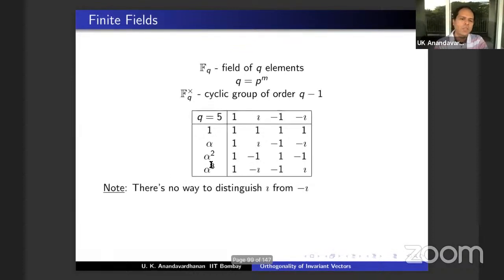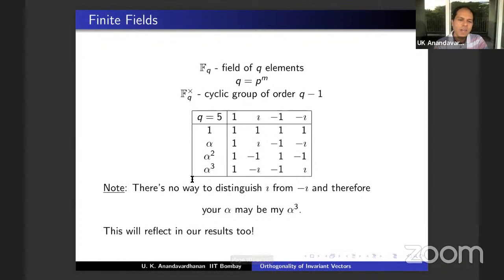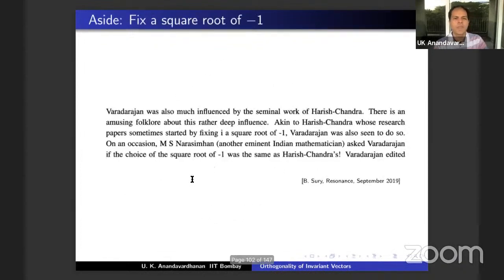Now, the thing to notice is that there is no way to distinguish i from minus i. i is just a symbol for square root of minus 1. Your i could be my minus i. There's absolutely no way to distinguish. You just fix one and then you go ahead in your life. That's all that you can do. And therefore, your alpha may be my alpha cube. This much ambiguity, you should allow me. This is part of the deal, and this will come up in our results, as you will soon see.